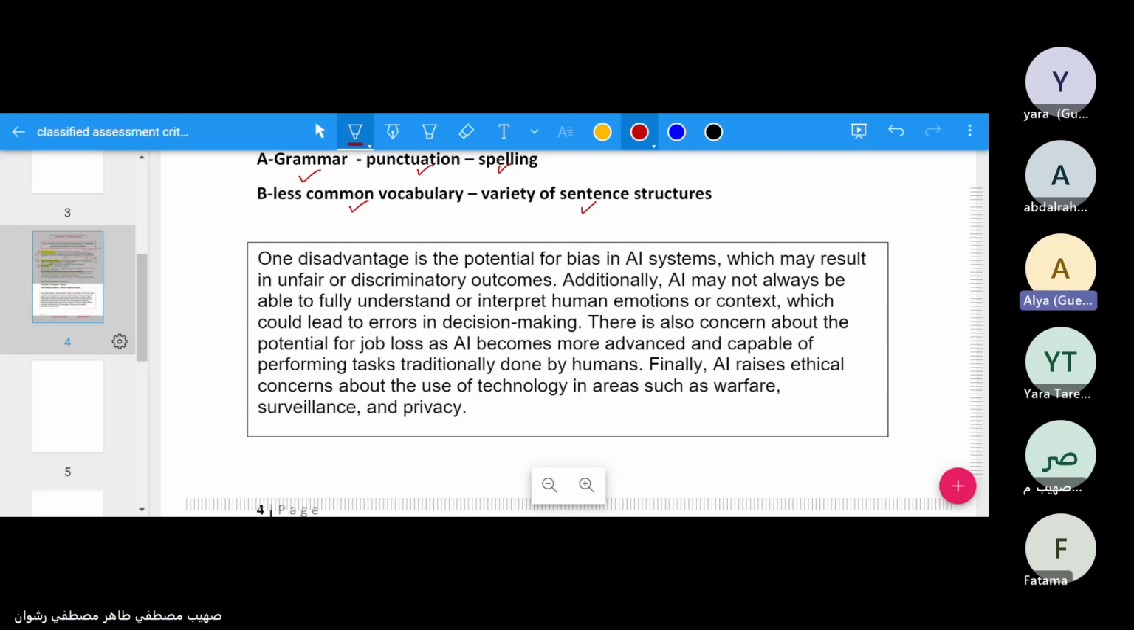Alia? Yes. Read the paragraph in the box.